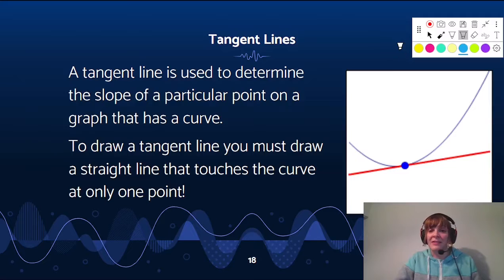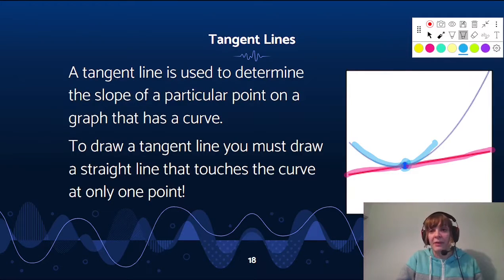As you can see here, this is your point, and then you have this line that passes through. It's a straight line, and it only touches this curve right here at that one point. It's very important that the line only touches one specific point on the curve because otherwise it would not be a tangent line. A tangent line really is just that one piece of contact.